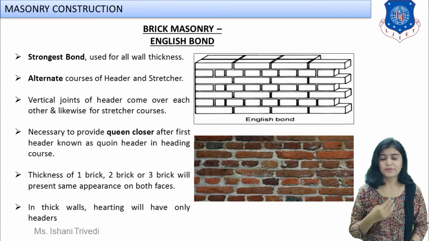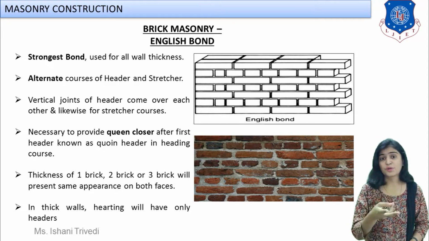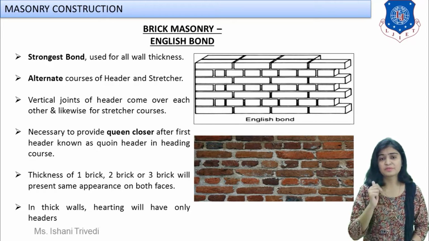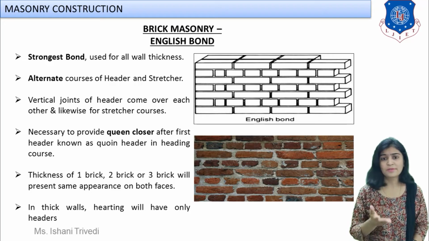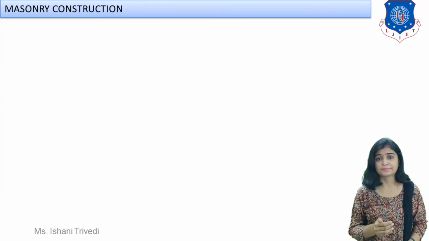Next we are moving forward. Okay, in thick walls the hearting will have only headers, right? The hearting portion. If it is a 2.5 brick wall, then the hearting portion will have only headers. It is obvious if you have to provide half brick thickness in the hearting portion.